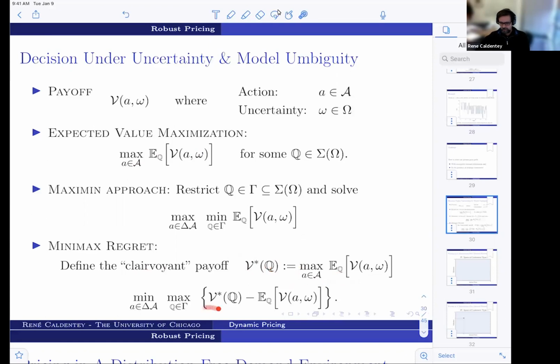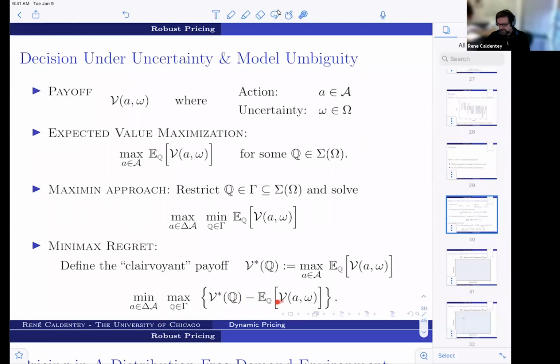And then I'm going to look at what the clairvoyant can do in terms of value, minus what I will do, because this is my action. And so this is my regret. This is how much I regret what I did compared to someone who knows the distribution. And then I'm going to try the action that minimizes this regret. But then again, nature will pick a probability distribution that maximizes that regret. So again, I'm competing against nature, but now nature is trying to pick a probability distribution that maximizes the regret.